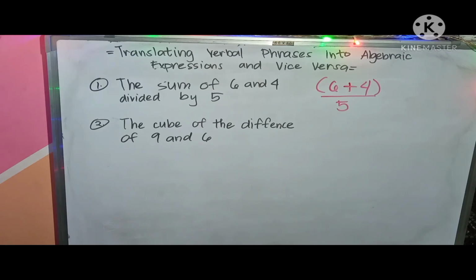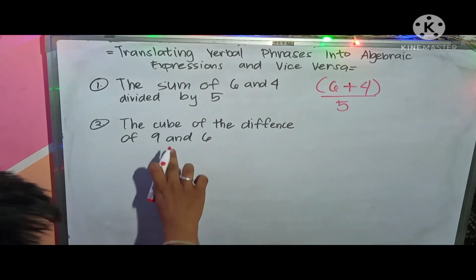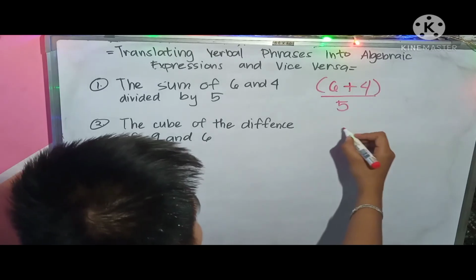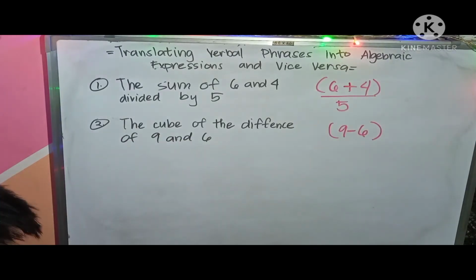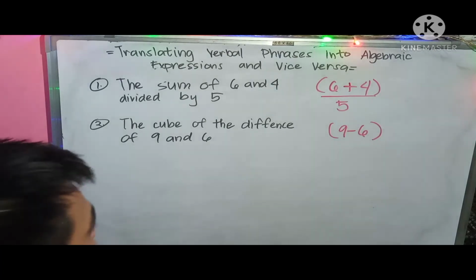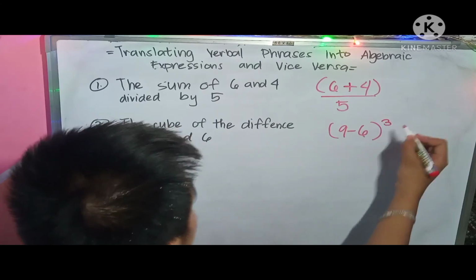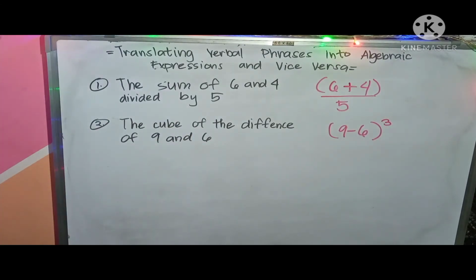And for our last example, the cube of the difference of 9 and 6. 9 and 6, difference daw nila. So, we have 9 minus 6. Parenthesis. Bakit ito parenthesis? Kasi may nasa unahan tayo. Huwag kakalimutan na sinabi dyan, the cube daw nung difference ng 9 and 6. Pag sinabing cube, hindi 2. Raised to 3. That is the cube of the difference of 9 and 6.